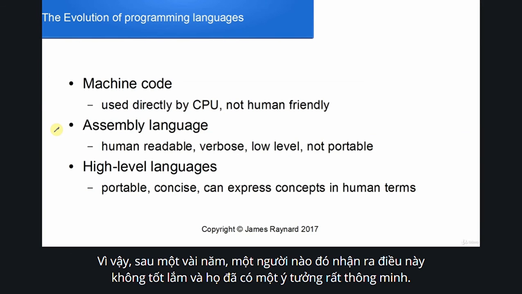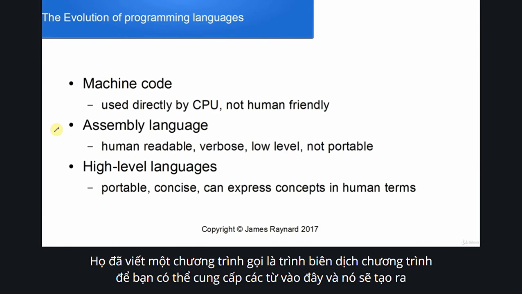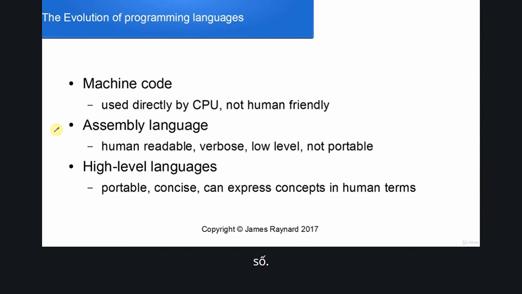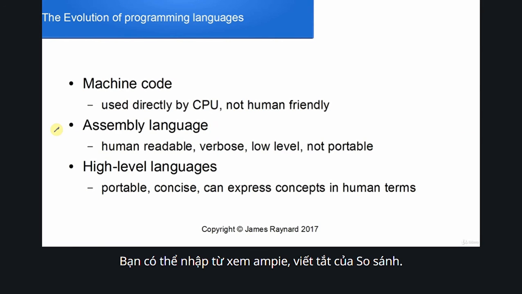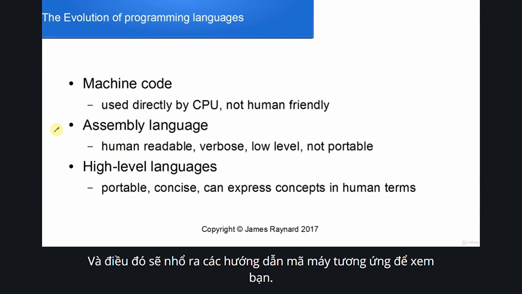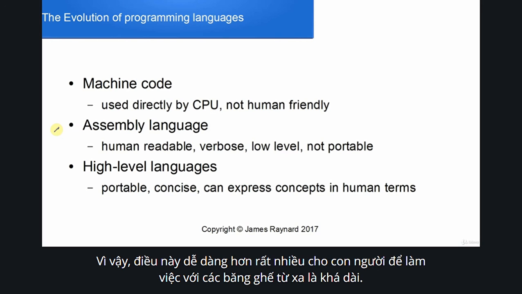So after a few years someone realised this wasn't terribly good, and they had a very clever idea. They wrote a program called an assembler. So you could feed words into this and it would generate the numbers. So instead of entering the CPU instruction code that meant compare two numbers, you could enter the word CMP, which stood for compare, and then the two numbers, and that would spit out the corresponding machine code instruction for the CPU. So this is a lot easier for humans to work with.